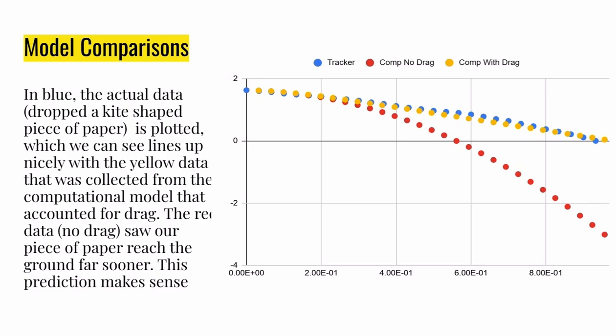The red data has no drag, and we saw our piece of paper was predicted to reach the ground much, much sooner, upwards of 3 seconds sooner. And this prediction makes sense, as there would be no drag force to balance out the gravity, and it would continue to accelerate.